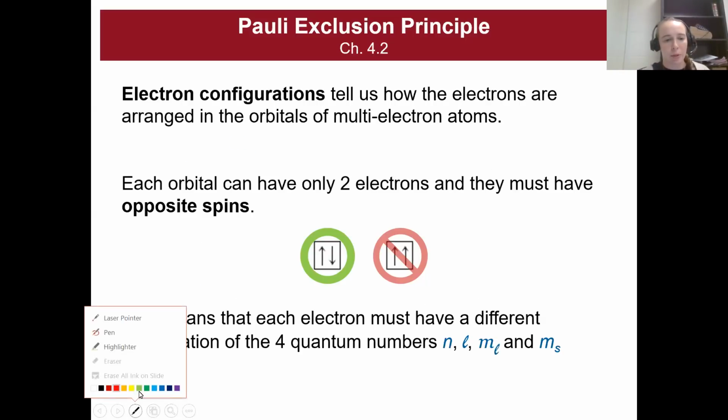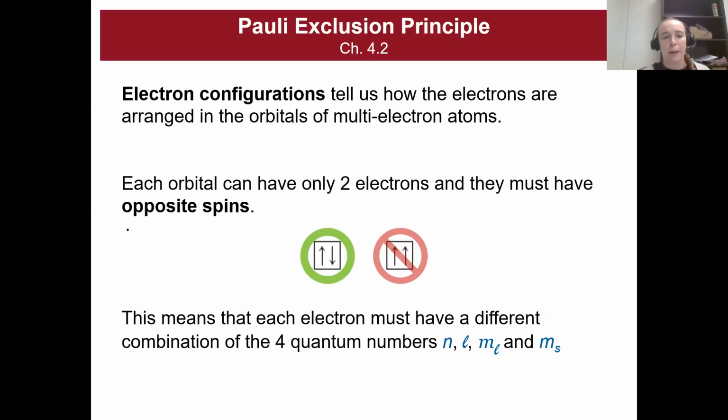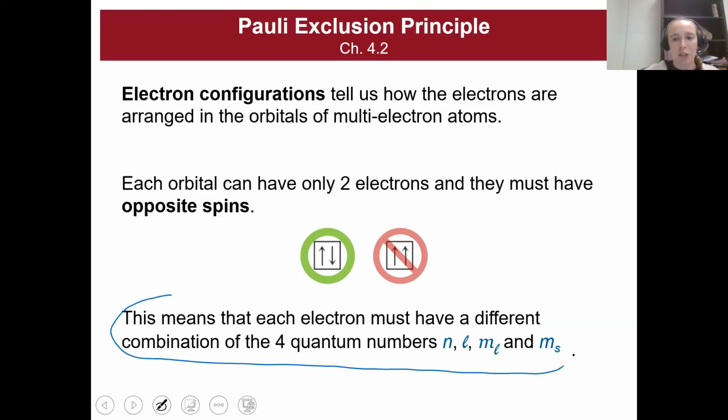Sorry, let me get my pen up here. And more generally, it states that each electron must have a different combination of the 4 quantum numbers.